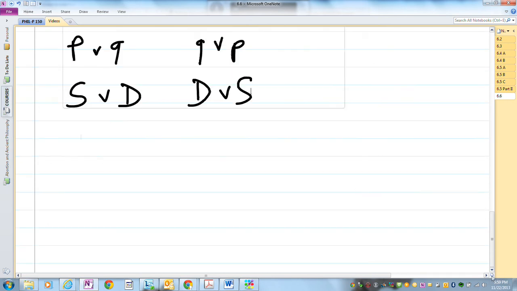And the reason why it's useful to be able to do this is that sometimes an argument will be, for example, an instance of disjunctive syllogism, but you can see it better if you flip the disjunction. Okay, so first let's remind ourselves that disjunctive syllogism is this form: P or Q, not P, therefore Q. This makes sense. If you have two alternatives and the first one doesn't hold, then it must be the second alternative.